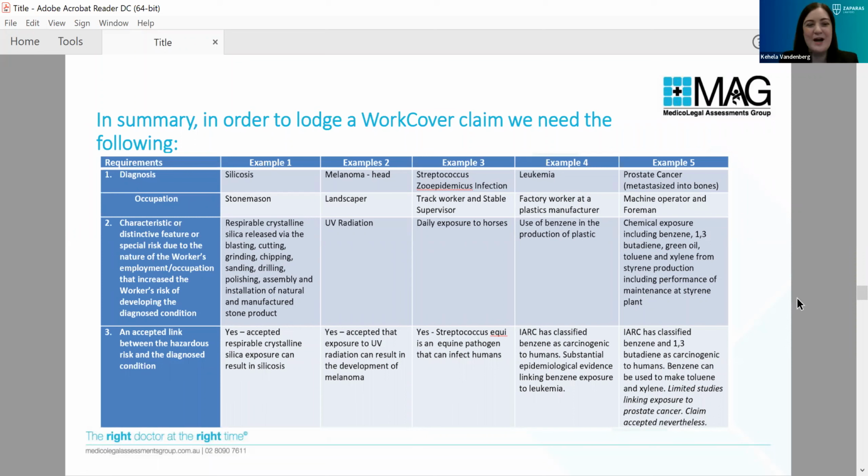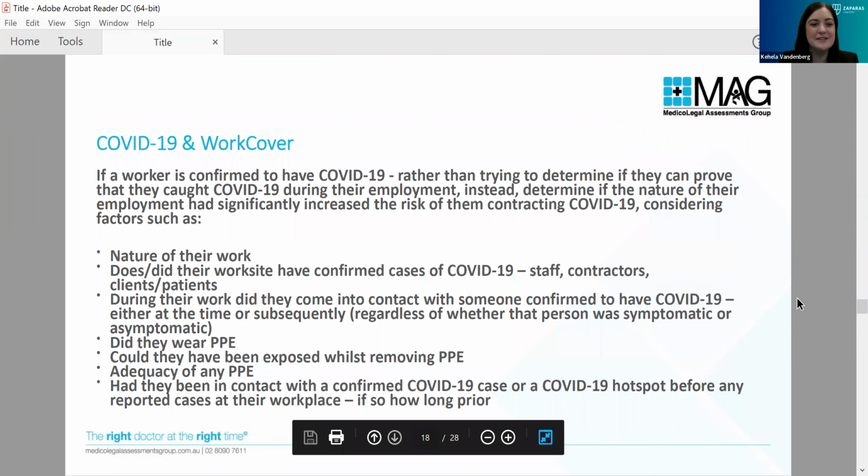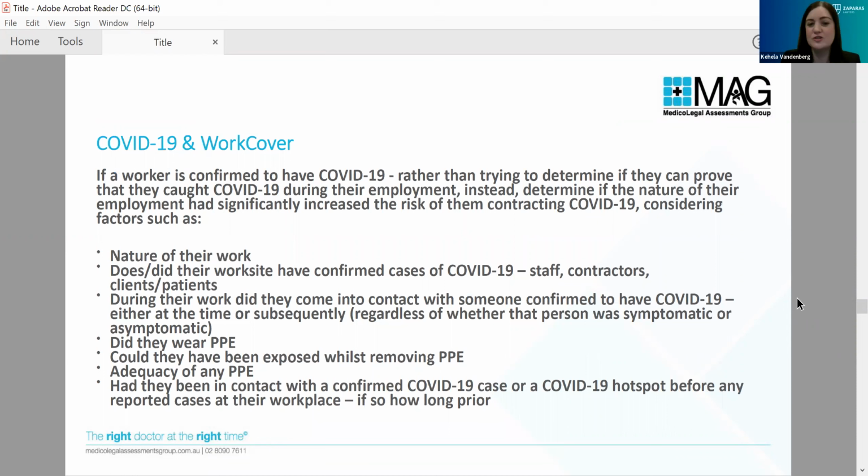So now a very topical one is COVID. If a worker is confirmed to have COVID, rather than trying to determine if they can prove they actually caught it at work during their employment, there are a couple of factors that we can take into account. I've found, especially when COVID started becoming more public, and even to this day, people still say, oh, I didn't know I could put in a claim. I thought I had to prove causation, or that I definitely got it from my work. No, not necessarily. There may definitely be situations where it's absolutely known there's nowhere else you could have caught it except at work.